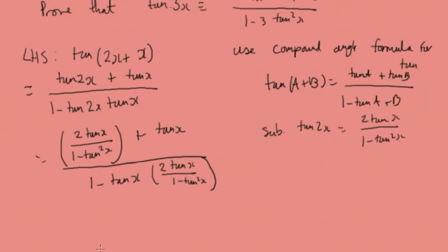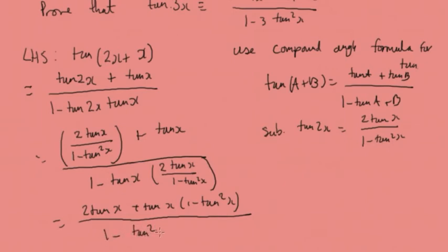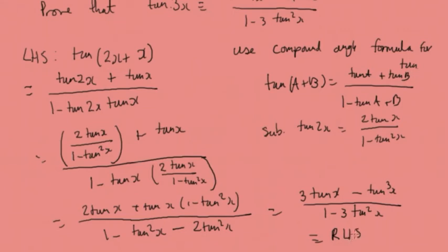And now we've got some expanding of brackets and some tidying, so we're going to get 2 tan x plus tan x times 1 minus tan squared x over 1 minus tan squared x minus 2 tan squared x, and that then gets simplified down to 3 tan x minus tan cubed x over 1 minus 3 tan squared x, which is equivalent to the right hand side.